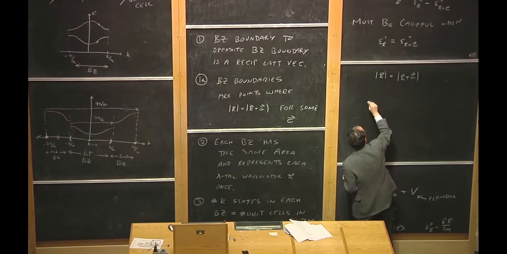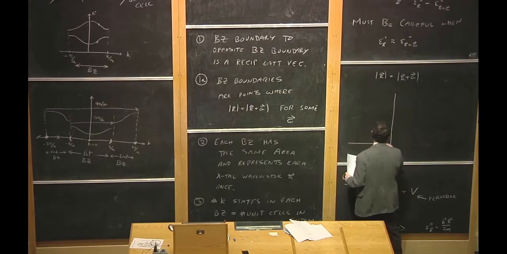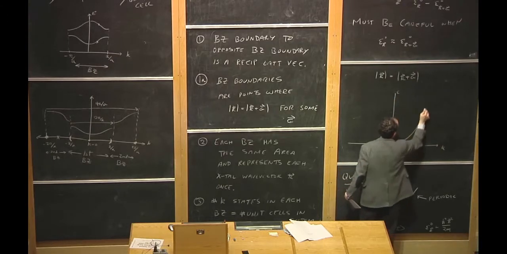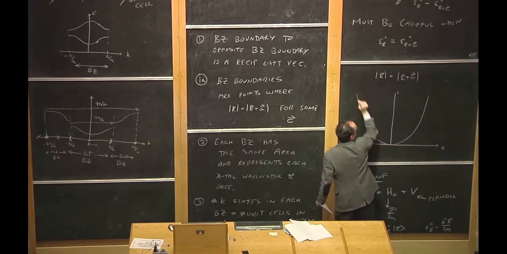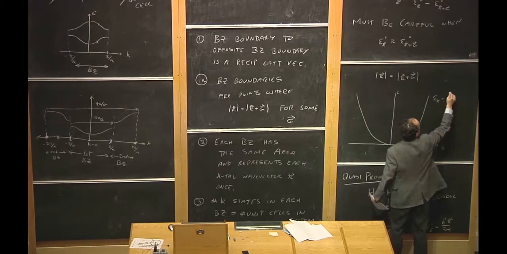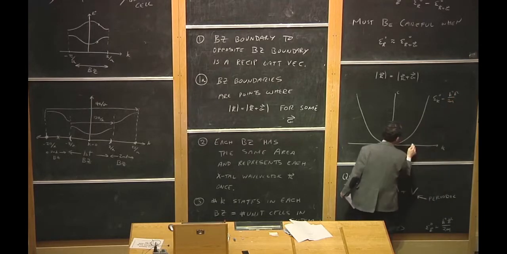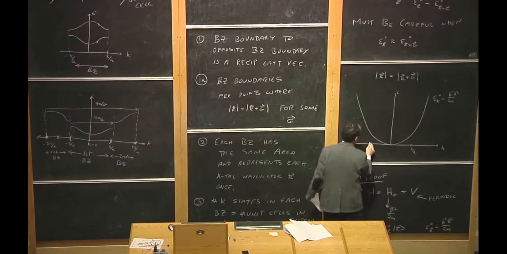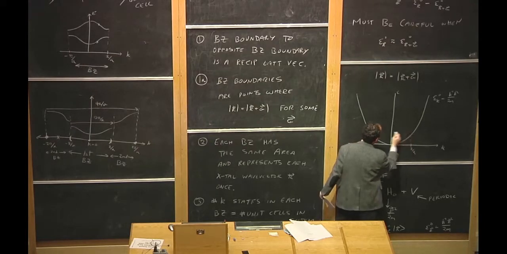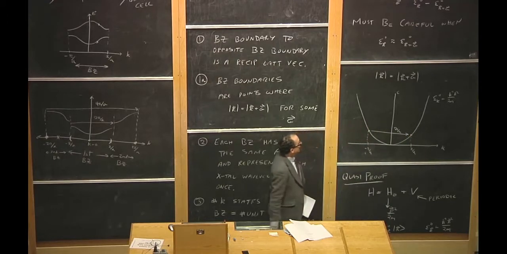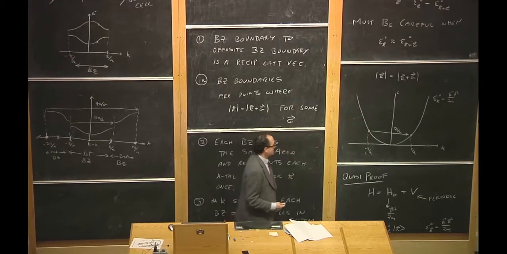So this is our bare spectrum, k and E. The bare spectrum is just a parabola. So this is E sub k naught equals h bar squared k squared over 2m. And here's pi over a, here's minus pi over a. The energy of these two, which are separated by a reciprocal lattice vector, 2 pi over a, is identical. So this would give us a divergence in second order perturbation theory.